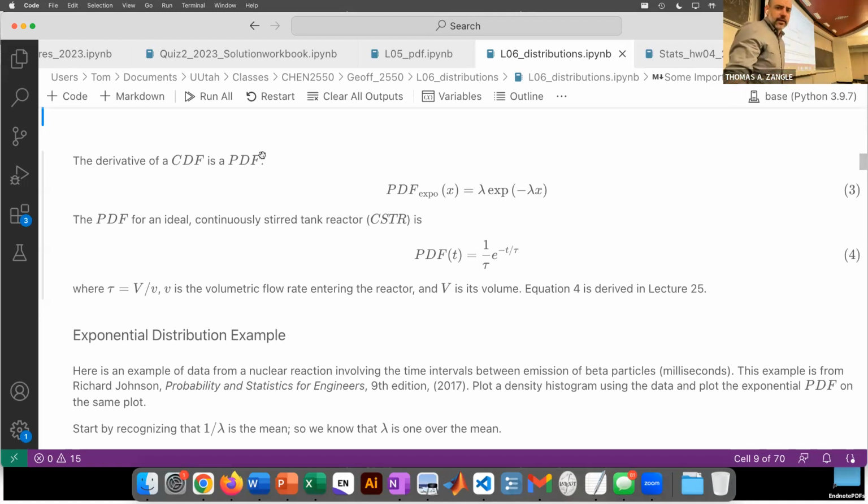And we can therefore convert back and forth between PDF and CDF, right? We can go either way.